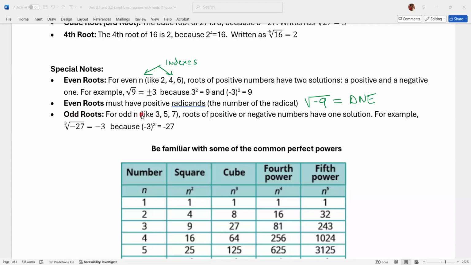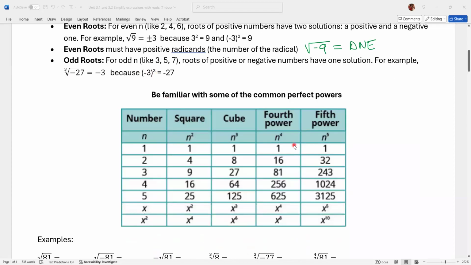However, odd indexes, 3, 5, 7, you can have negative radicands, right? Negative 27 cube root is negative 3 because negative 3 times negative 3 times negative 3 will result in a negative 27. Okay.